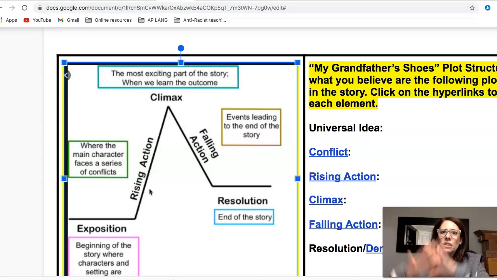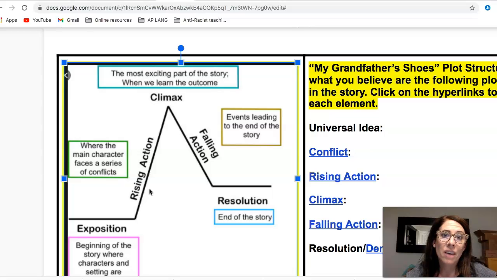And this is where the tension just explodes. It's like, we cannot take it anymore. There is something that happens that changes everything, kind of like blows things up. And this is the most exciting part of the story. We also begin to learn what is going to happen to our characters.